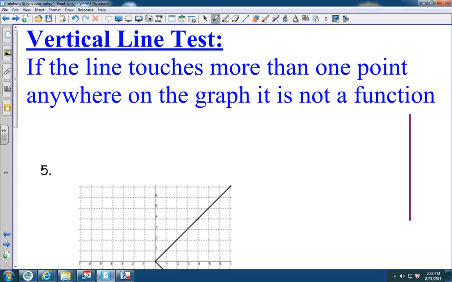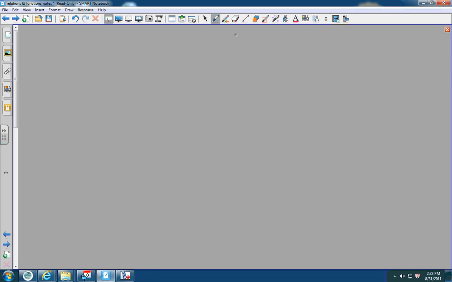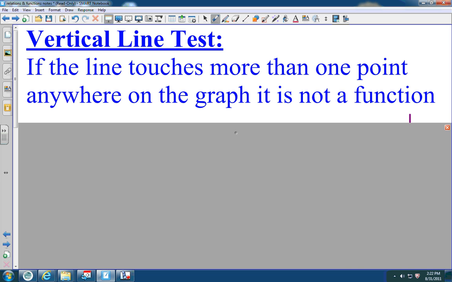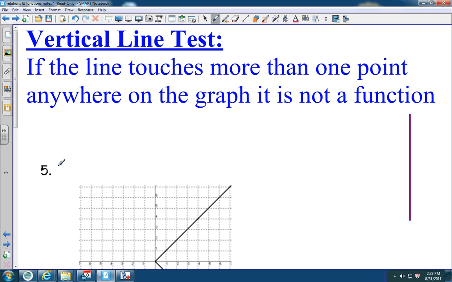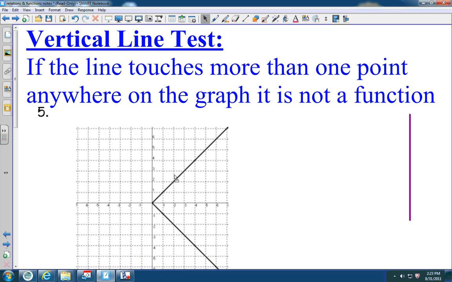Now, there's another thing called the vertical line test. Okay, so let me bring this up here. Basically, if we have some kind of graph out there, and you draw a vertical line and it touches it in more than one point anywhere on the graph, it's not a function. Well, let me show you what I mean. It might be easier to see it all together.